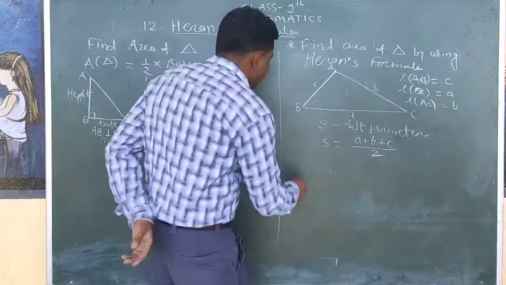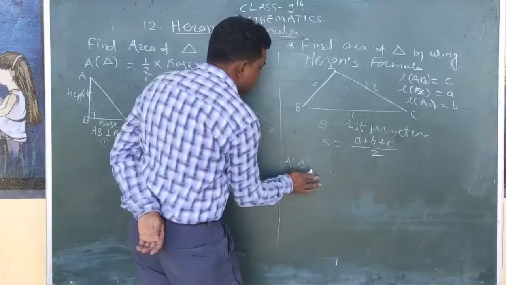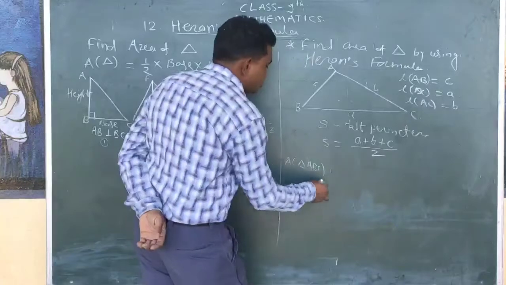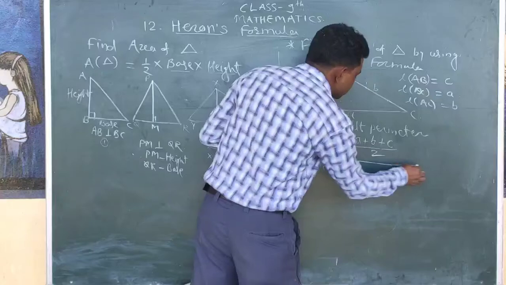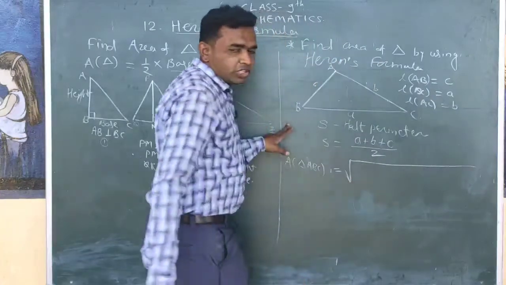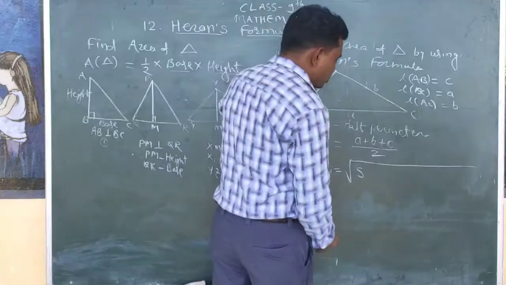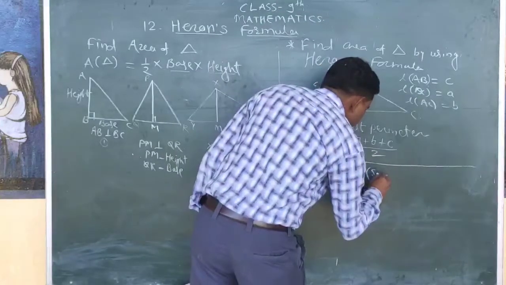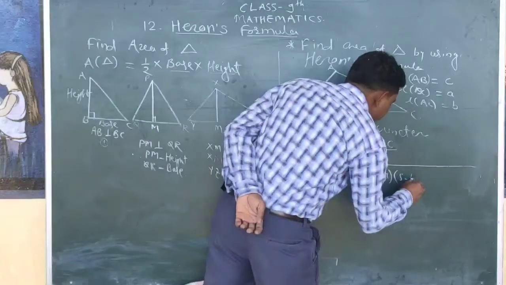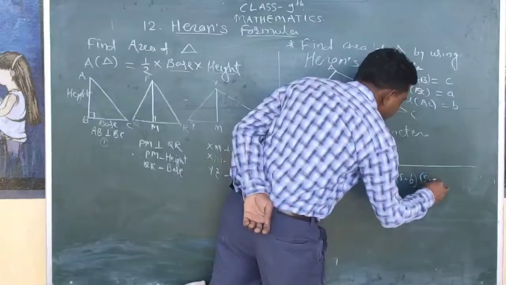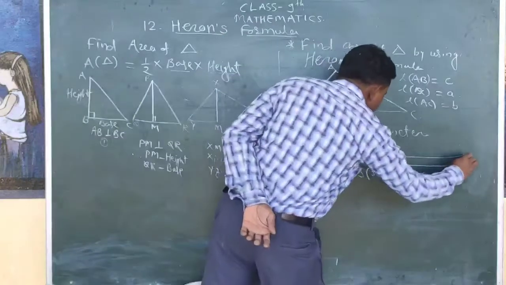And now the area of a triangle by using Heron's formula. What is the name of the area of the triangle? ABC. So what is the formulation? The formulation is under root, small s into bracket s minus a into bracket s minus b into bracket s minus c. So this is Heron's formula to find the area of a triangle.